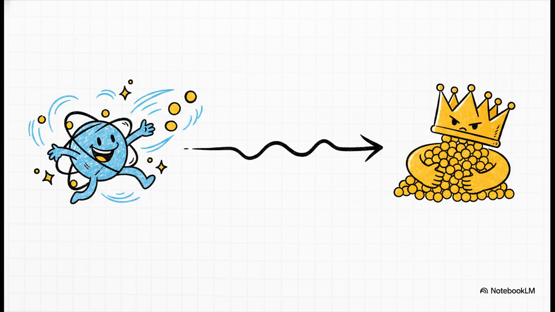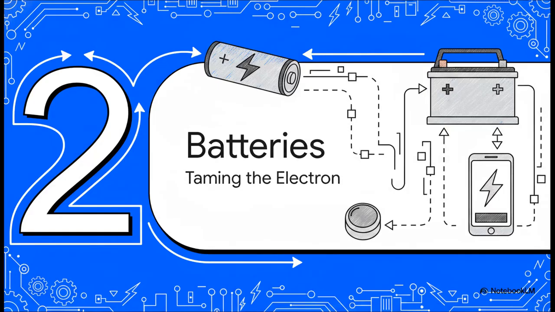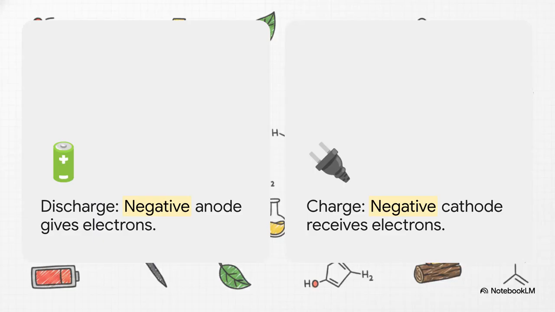So now that we know the basic rules of the game, let's see how human engineering actually harnesses this thermodynamic power. Moving right along to section 2, batteries, taming the electron. By physically separating the oxidation and reduction reactions and forcing the electrons to travel through a wire to get from one side to the other, humans created the battery.